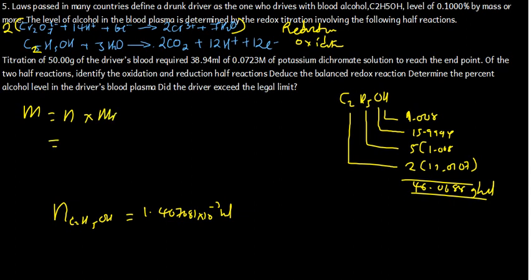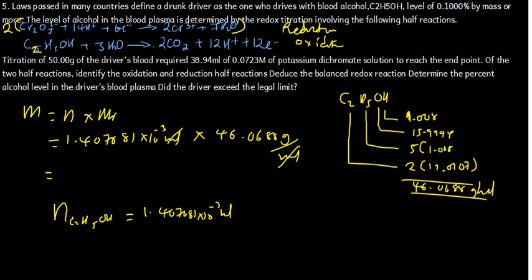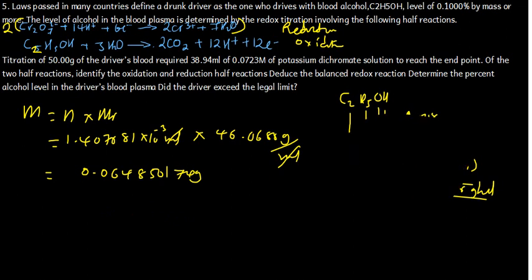So the number of moles that you've determined is 1.407681 times 10 to the power negative 3 moles. And then multiply by the molar mass, which is 46.0688 in grams per mole. Of course, the moles are going to cancel out. And so that is going to give us 0.064850174 grams. So this is the mass of alcohol in the blood plasma.